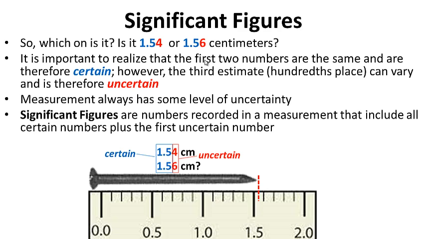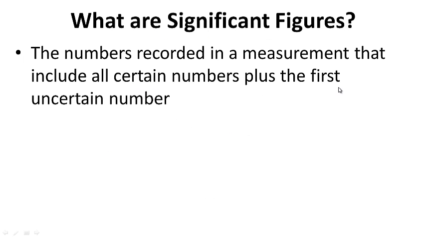So, significant figures are numbers recorded in a measurement that include all certain numbers plus the first uncertain number. Just like here, we have all of our certain numbers, plus one uncertain digit, and those are significant figures. So, for your notes, what are significant figures? The question goes on the left-hand side, the answer goes on the right-hand side. Go ahead and pause this while you write. I'm going to move on.